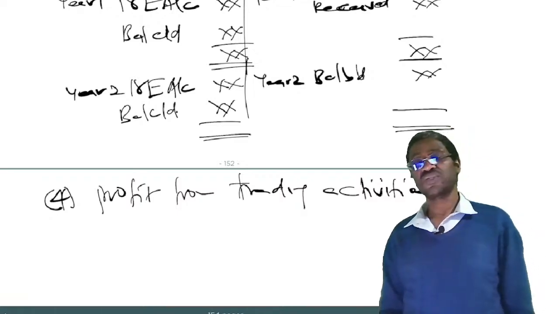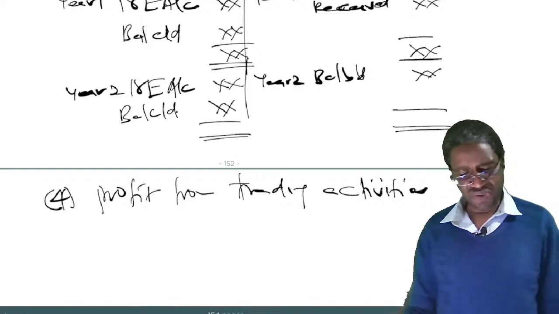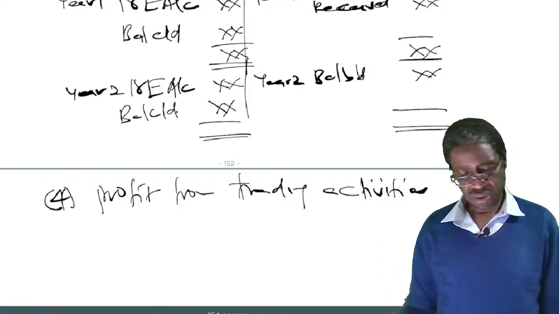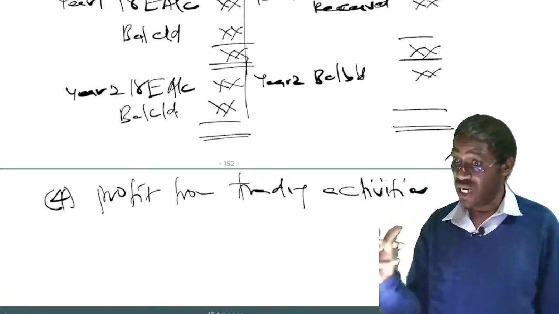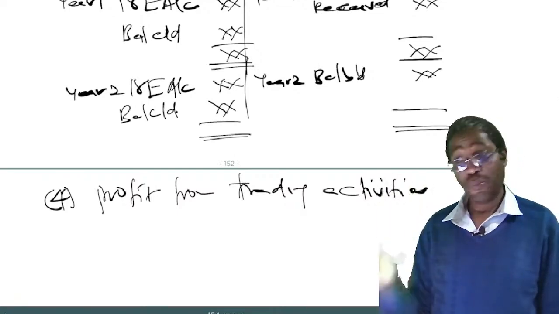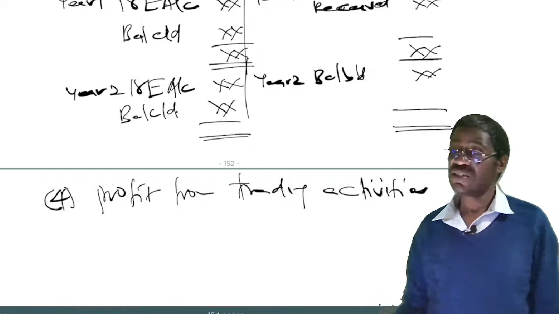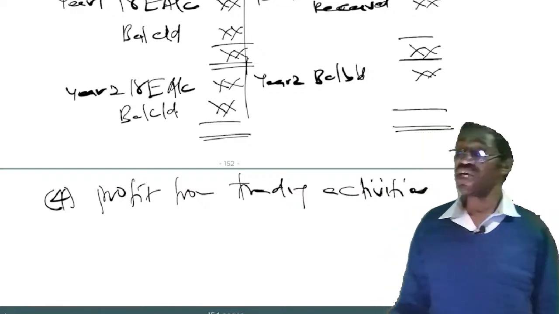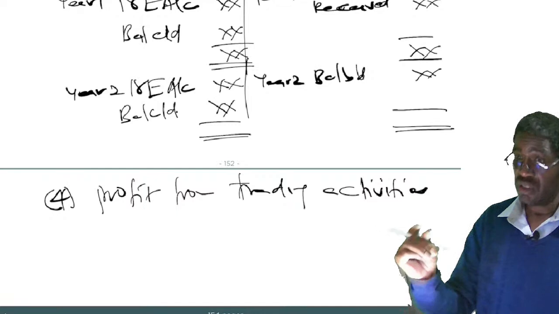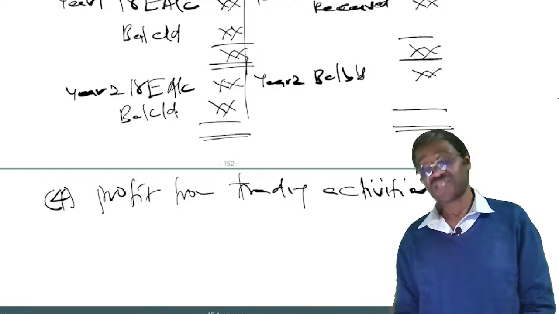Another paragraph. Trading activities may include operating a bar or a restaurant or a canteen. Good. That's number 3.